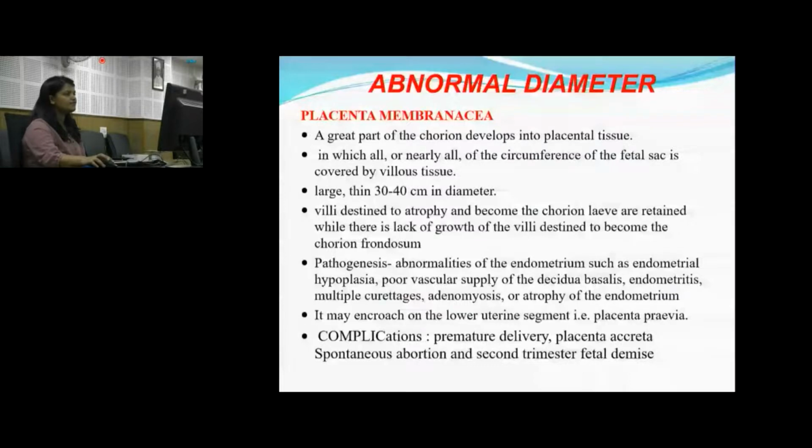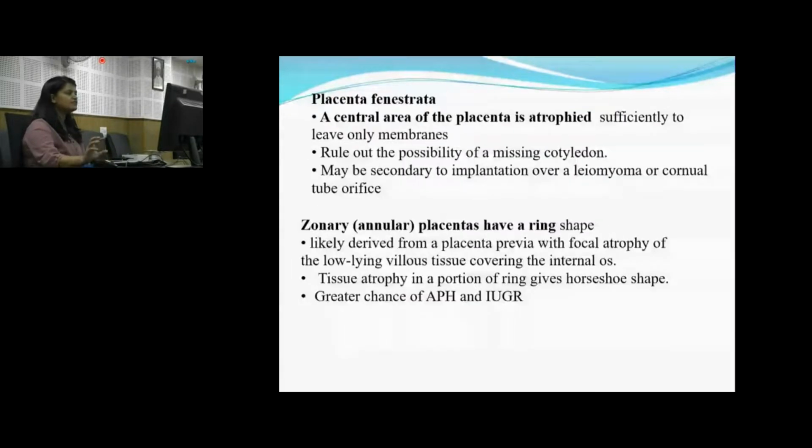Another thing is placenta fenestrata, where a central area of the placenta is atrophied, leaving only membrane. So you actually have to rule out the possibility of a missing cotyledon in this, and this may be secondary to implantation over a fibroid or cornual tubal orifice.